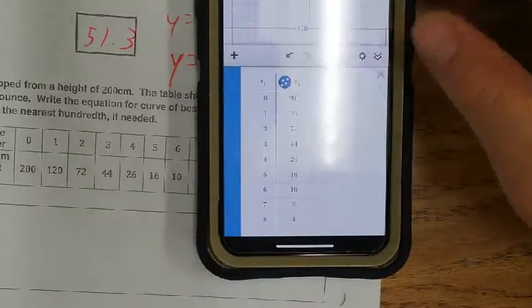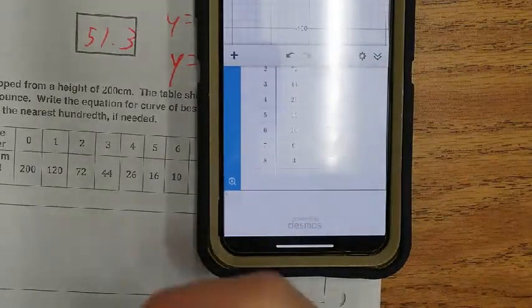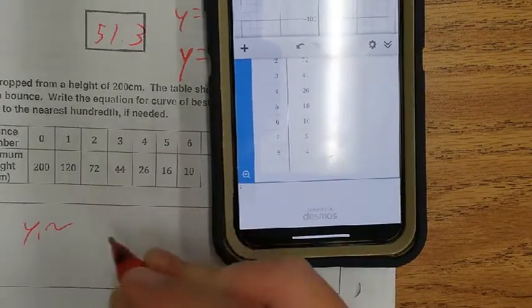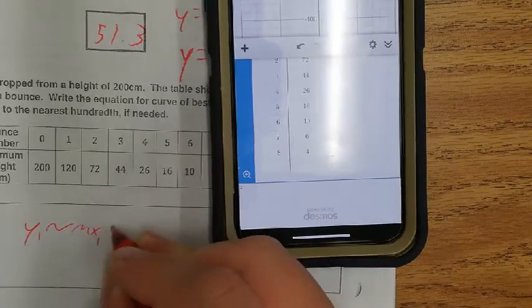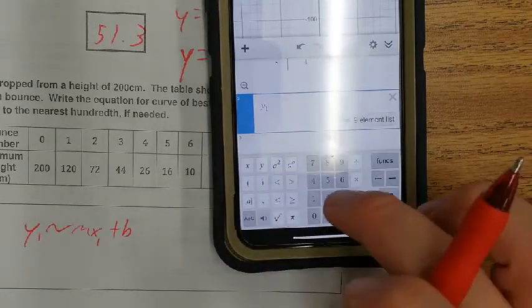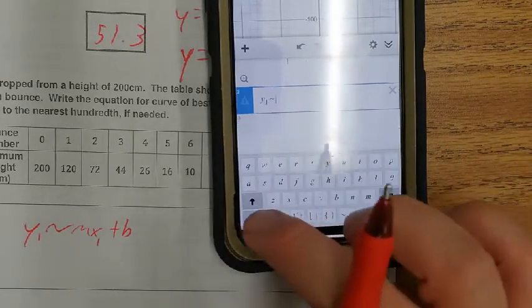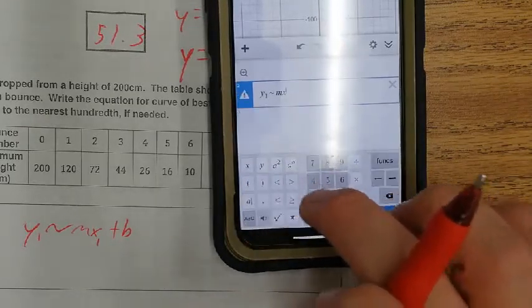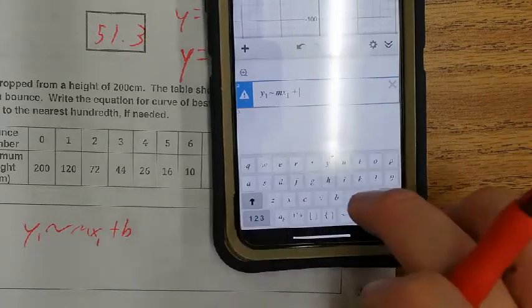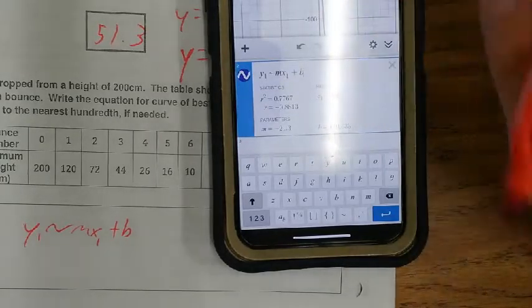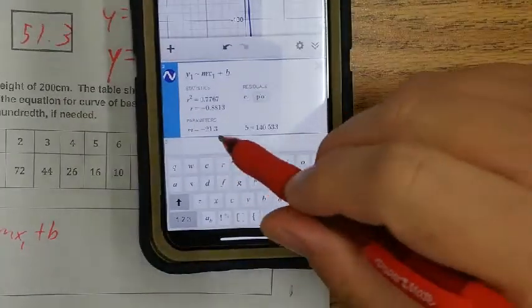So we are trying to get the line of best fit. So what you're going to do is you're going to type this into Desmos. y1 approximately m x1 plus b. And what that will do, once you type that in, that will give you your line of best fit. So it gives you all the stats, residuals. You won't need that really in Algebra 1, but what you will need is your slope and your y-intercept.